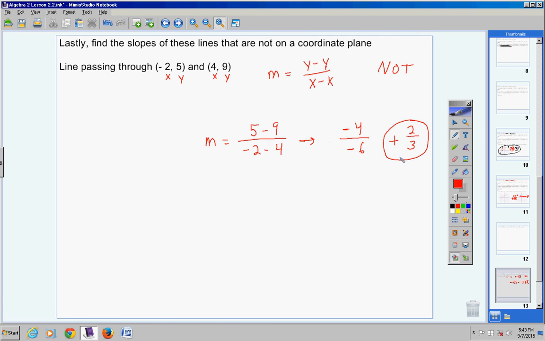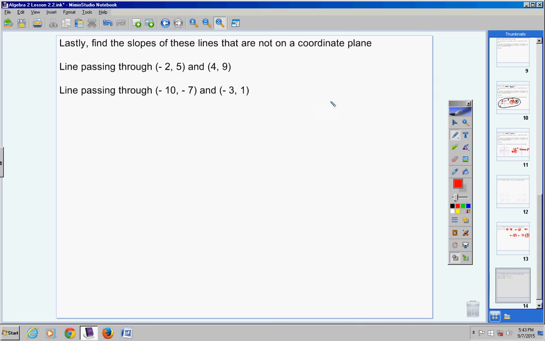Pretty cool, okay? Now I started with this Y and this X. I put this Y first, this Y second, this X first, and this X second, okay? You don't have to do that. You can actually put this point first if you want to. And I'm going to prove that to you in the next problem. So here we go. Copy this in your notes, please.